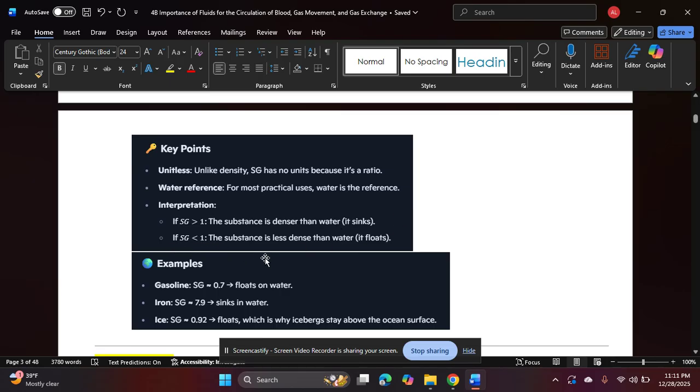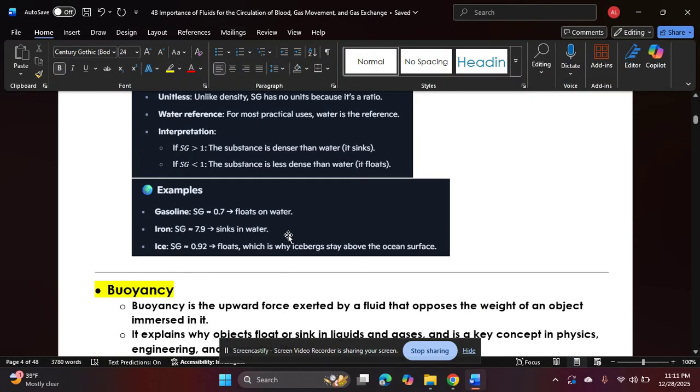If SG is less than 1, the substance is less dense than water and it floats, right? Gasoline has 0.7 and it floats on water. Iron has 7.9, so it's going to sink. Ice is 0.92 and floats, which is why icebergs stay above the ocean surface.